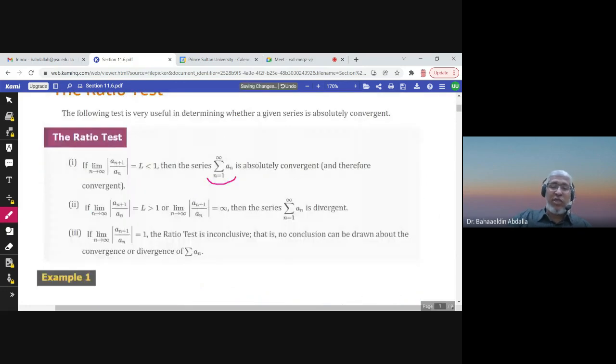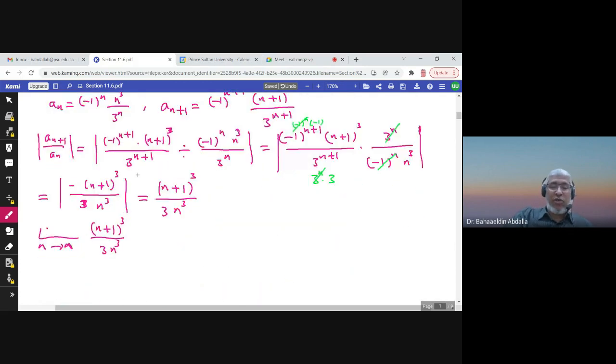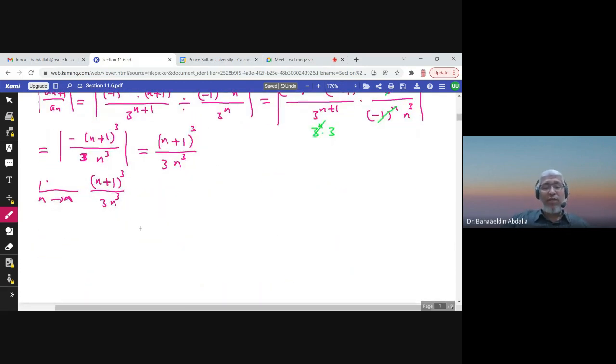And this is what the test says. Find the limit when n approaches infinity of this absolute value. How to find the limit when n approaches infinity: we take the term with the highest power from the numerator. When I expand this, I'll get n cube and other terms, but n cube would be the term with the highest power. And I have 3 n cube. n cube cancels with n cube, and I'll get 1 over 3. So that's the limit.